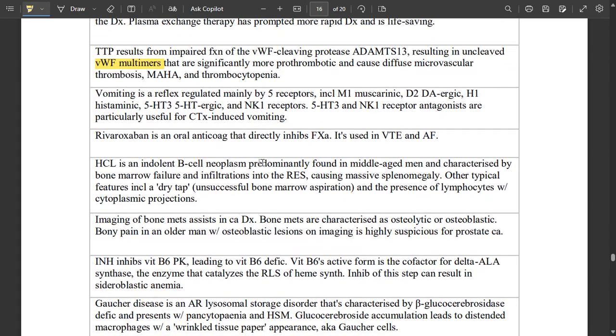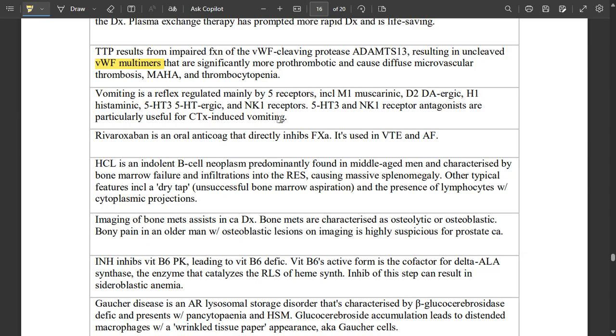So vomiting is a reflex regulated mainly by five receptors, including the M1 receptor. Hyoscine effectively acts against vomiting because it acts on the M1 muscarinic receptor. D2 receptors present in the stomach are also responsible for vomiting. Therefore, dopamine antagonists like metoclopramide both help in preventing vomiting. The H1 antihistaminic property is also shown by anti-H1 drugs. So M1, H1, D2, the 5-HT3 serotonin receptor, ondansetron, and NK1, which is targeted by aprepitant. Okay, so the NK1 receptor also regulates vomiting.